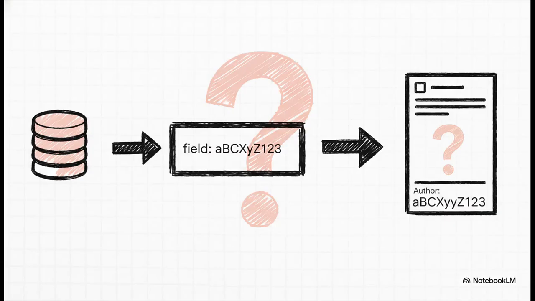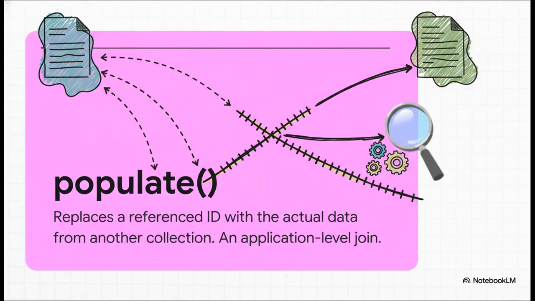Okay, so we've decided to reference the author. Great. But there's a catch. When you look at your post document, the author field is just an ID, a long string of random characters. That's not exactly helpful when you want to display their name on the blog, is it? And that is where Mongoose's magical populate method swoops in to save the day. Seriously, it's like a little helper that sees that ID, runs over to the user's collection, grabs all the author's info, and stitches it right into your post data for you. It's all happening right there in your app code, and it's just so incredibly convenient.